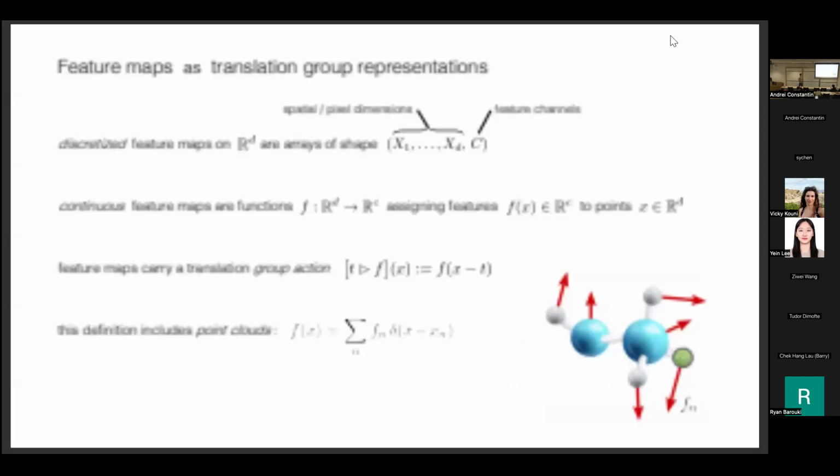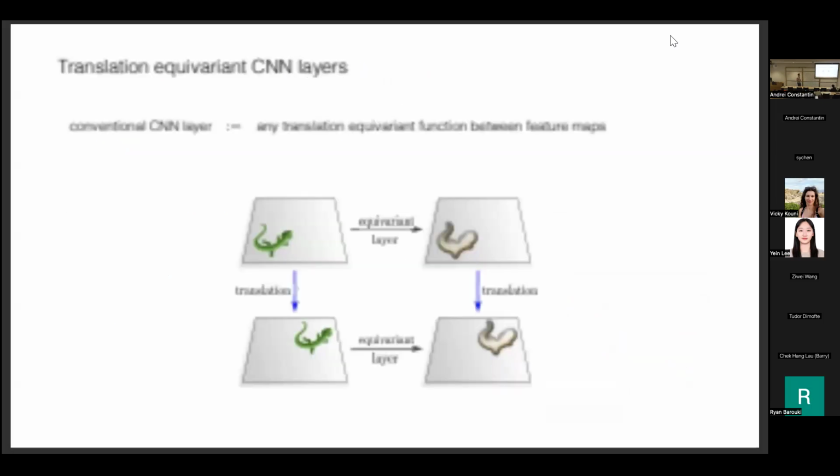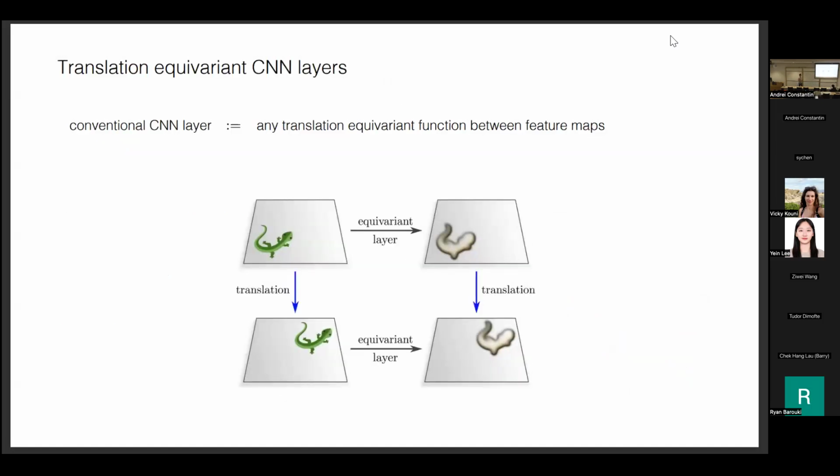And what I also want to mention is this definition actually includes point clouds. So I define everything in continuous space, but of course you can say your continuous function is actually a sum of such Dirac deltas. So this also includes something like molecules or whatever you want to describe. All right, and now we can define convolutional network layers basically as any translation equivariant map between feature maps. So if you translate your input, then you want that your output translates accordingly.